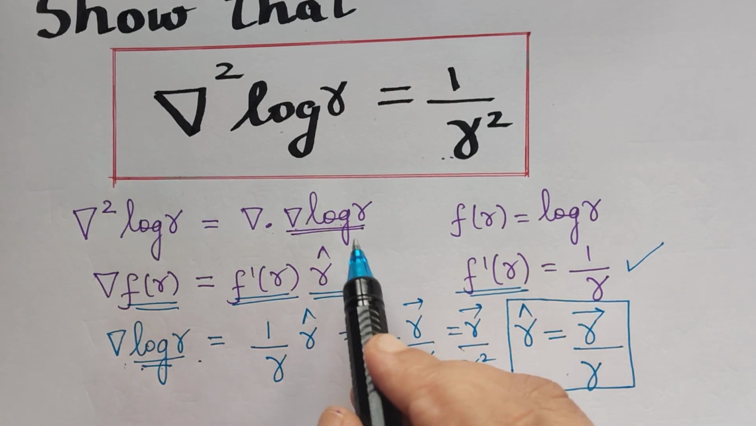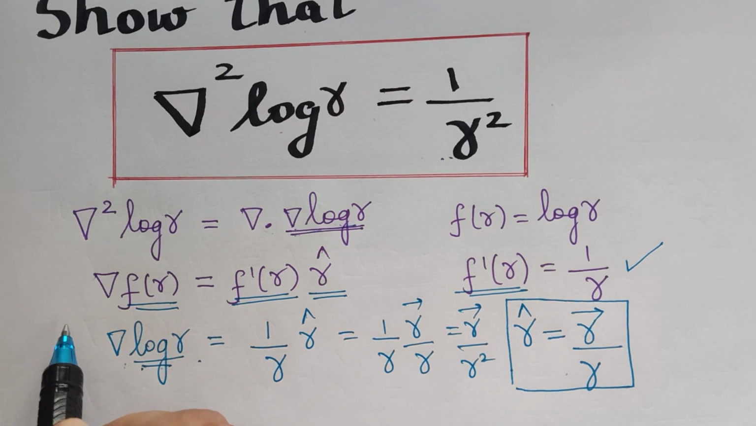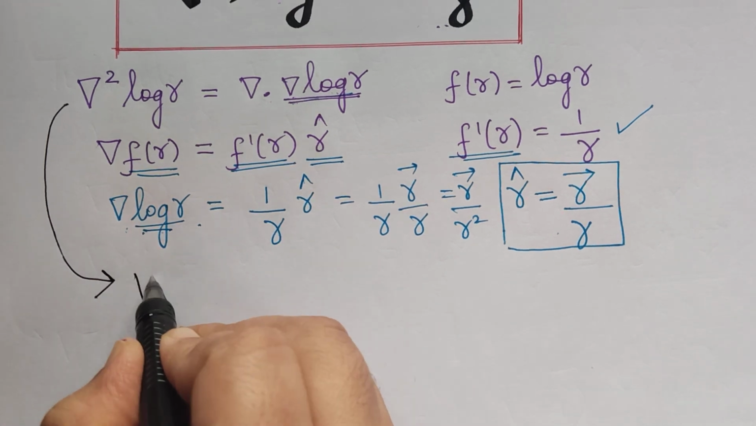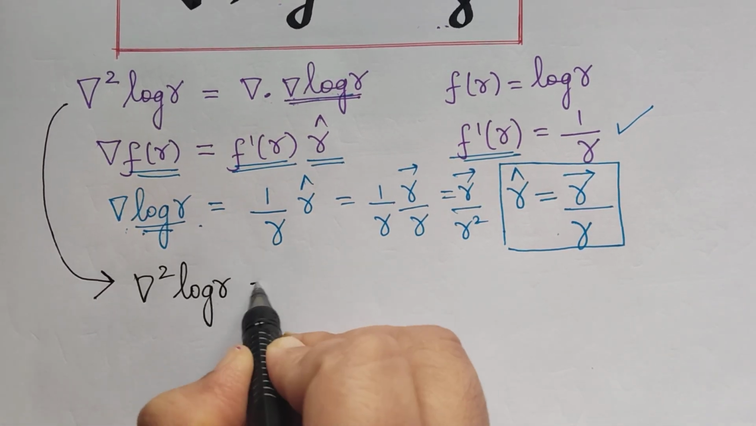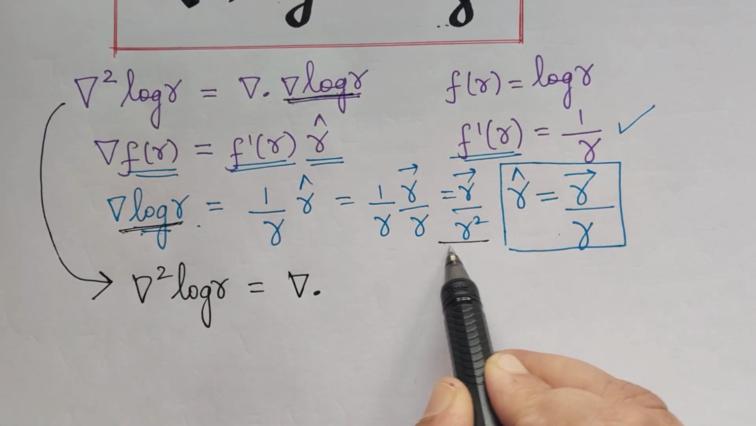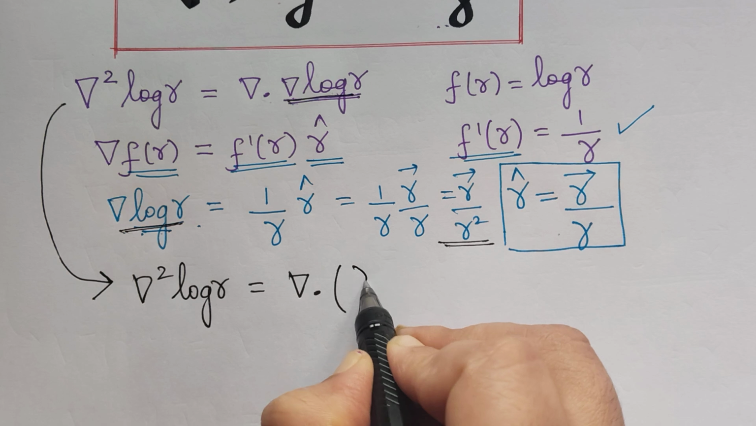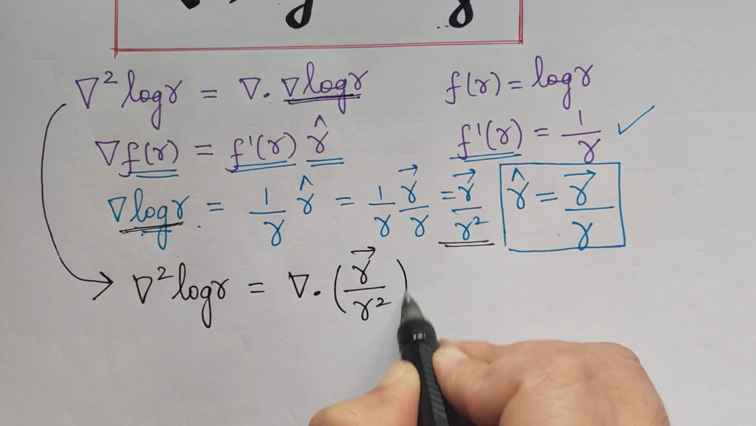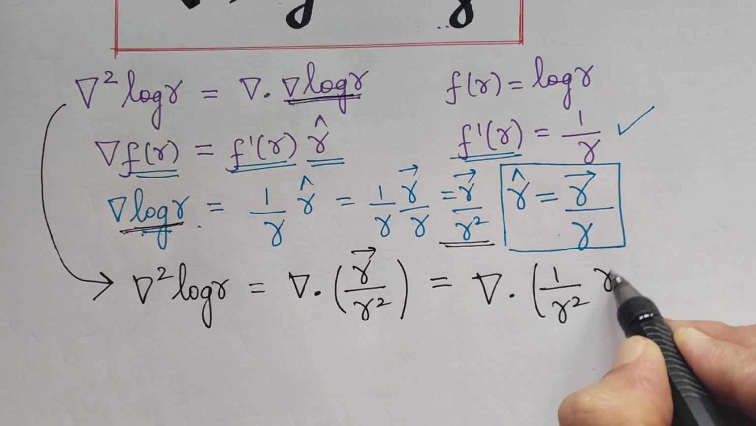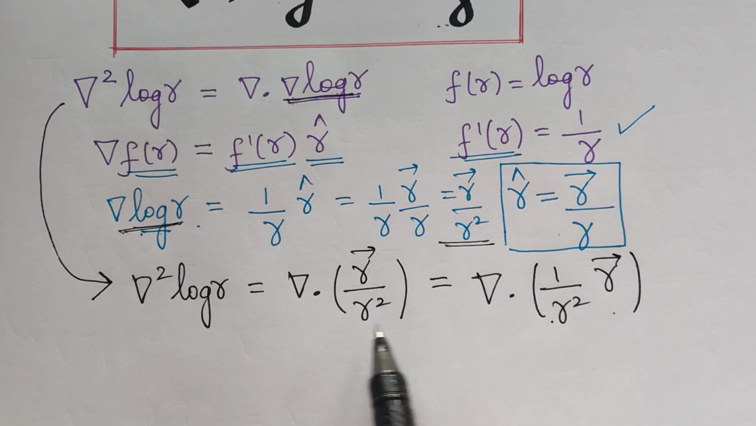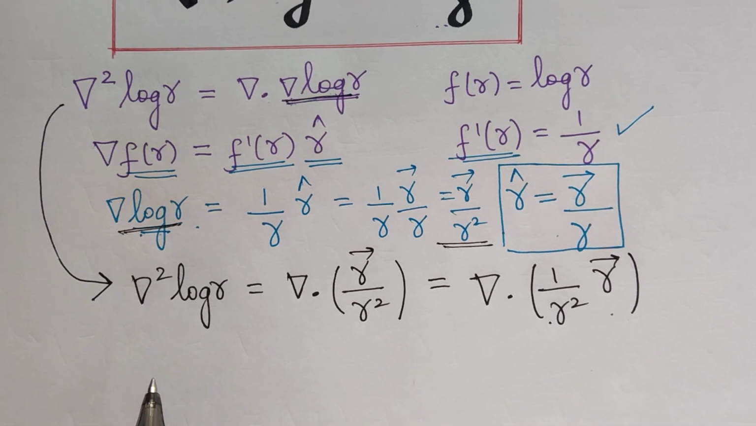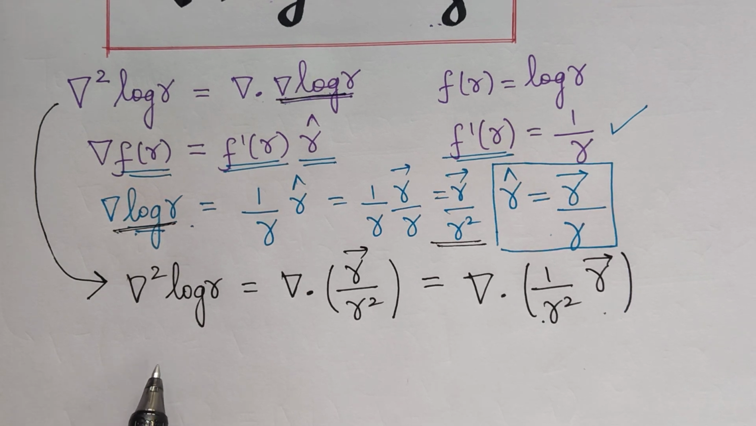We shall make this substitution over here. Therefore, nabla square log r is equal to nabla dot, what is nabla log r? We have found it to be r vector divided by r square. That is, it is equal to nabla dot product with 1 by r square multiplied with r vector. Why I am writing this in this way is because we are now going to make use of another formula that we have learned under vector differentiation.